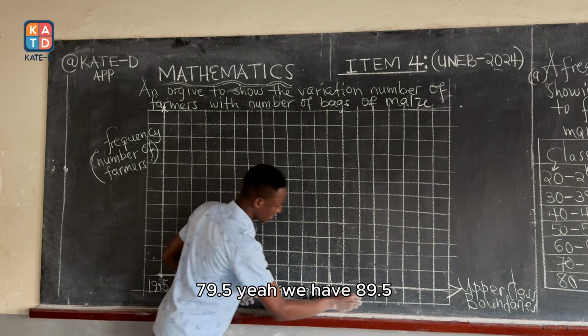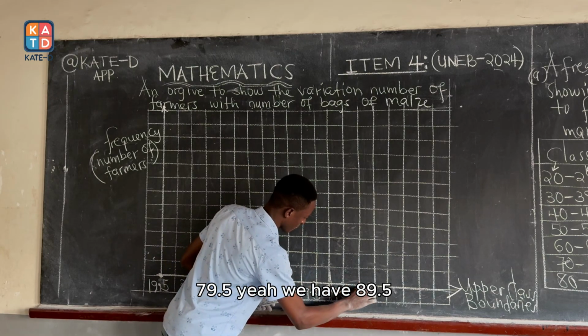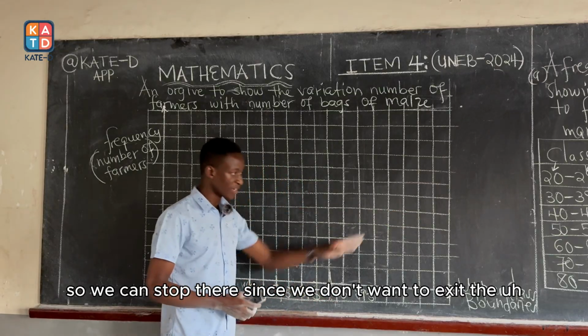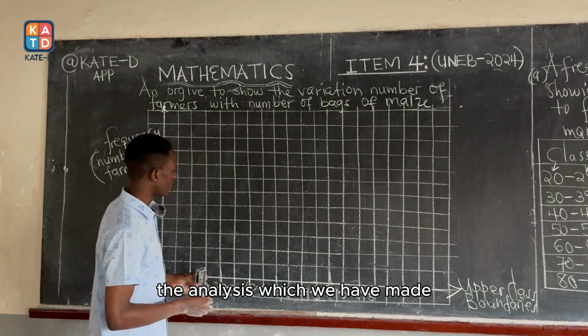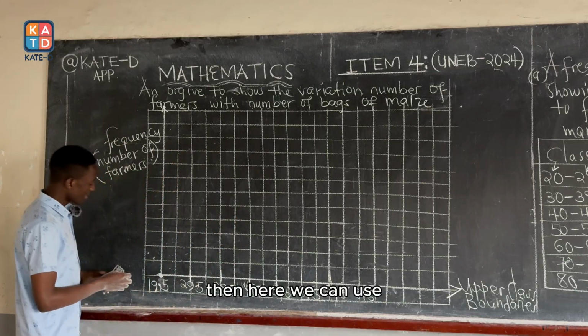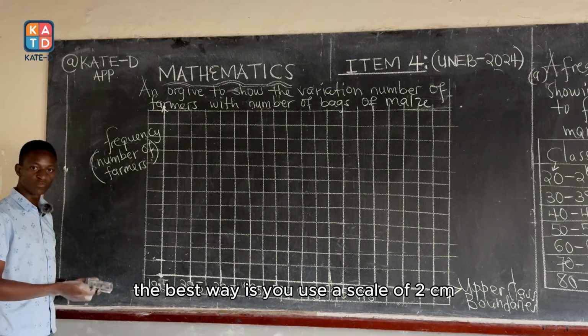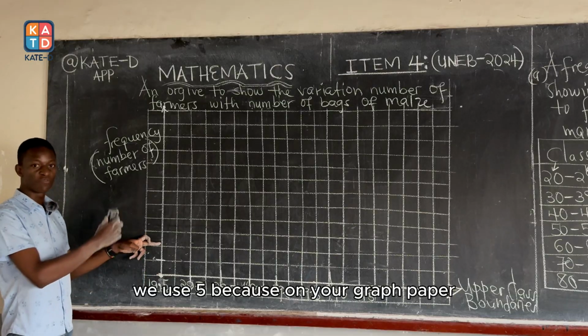79.5. Here we have 89.5. So we can stop there since we don't want to exceed the analysis which we have made. Then here the best way is to use a scale of 2 centimeters. When you have 2 centimeters, we use 5.